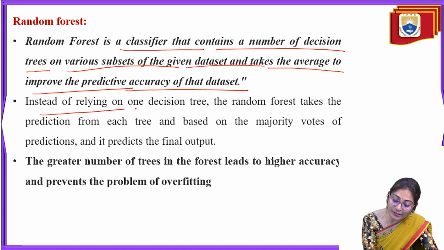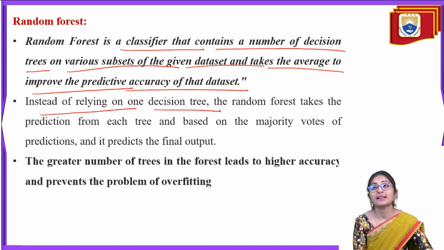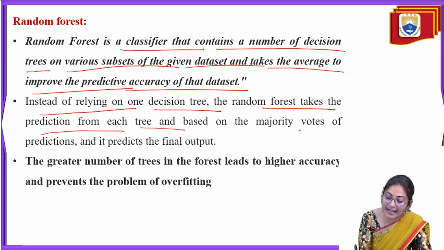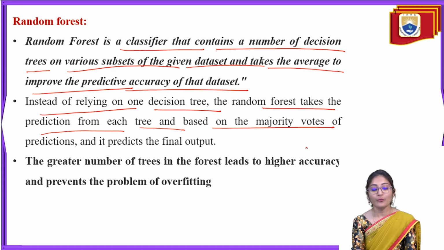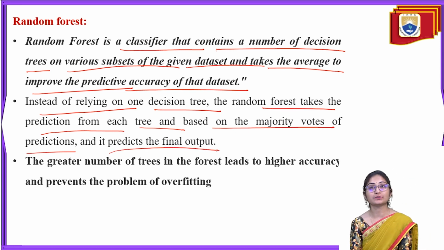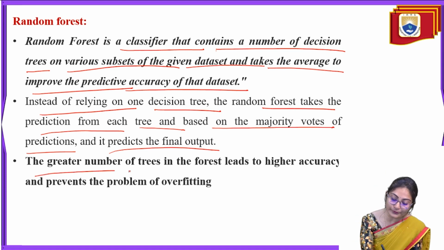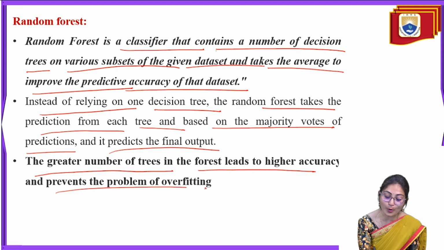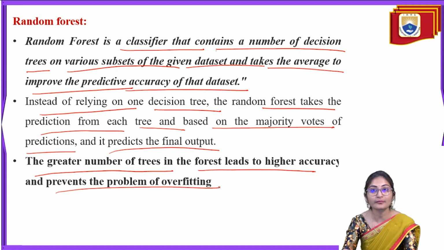Instead of relying on one decision tree, the random forest takes the prediction from each tree and, based on the majority votes of predictions, it predicts the final output. The greater number of trees in the forest leads to higher accuracy and prevents the problem of overfitting.